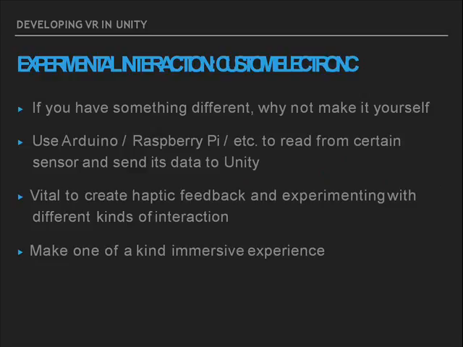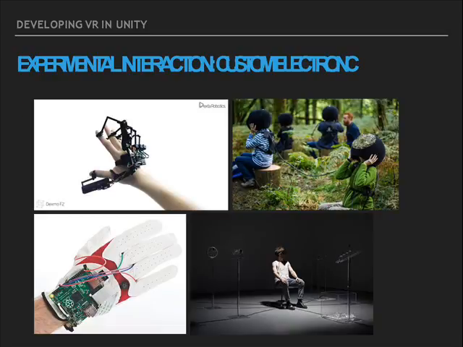Developing VR in Unity. Experimental interaction: custom electronics. If you have something different, why not make it yourself? Use Arduino, Raspberry Pi, etc. to read from a certain sensor and send its data to Unity. Vital to create haptic feedback, and experimenting with different kinds of interaction makes a one-of-a-kind immersive experience.